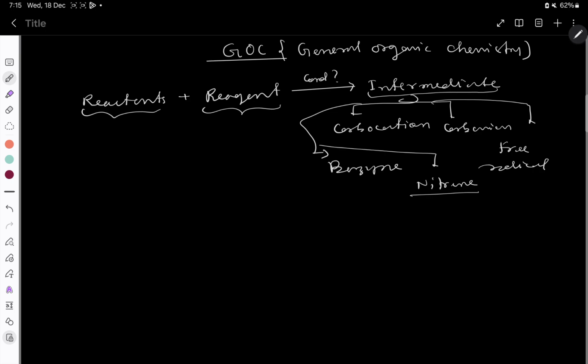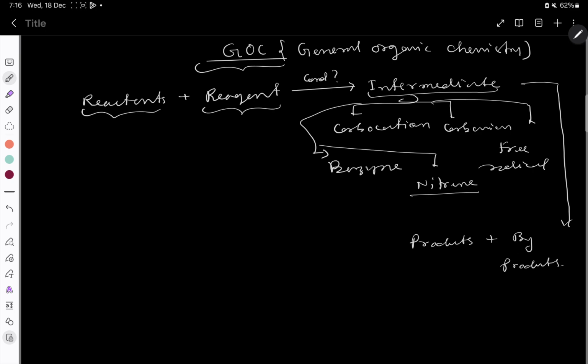Now come to the point. When reactants and reagents react with each other, it doesn't directly form the product; it first forms intermediates. Depending on the stability of the intermediates, the percentage of product yield depends. Depending on the stability of the intermediate, you can easily identify in a given reaction which one will form the major product and which one the minor product. For that, you have to know the concept of GOC. After formation of intermediates, it will form products plus byproducts.